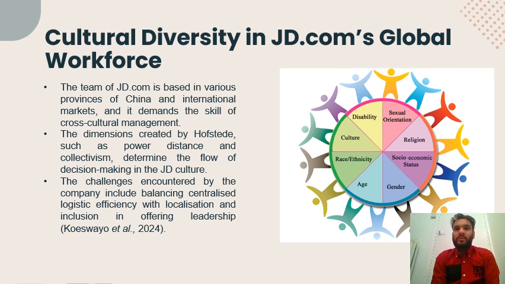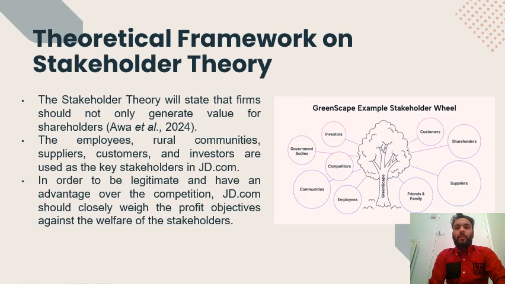Cultural competence is required, based on the Hofstede model. As an example, a high power distance culture can prevent bottom-up feedback, which JD will need to counterbalance by moving global practices towards flatter structures. The challenges encountered by the company include balancing centralized logistics efficiency with localization and inclusion in offering leadership. Slide 6 represents the theoretical framework on stakeholder theory.